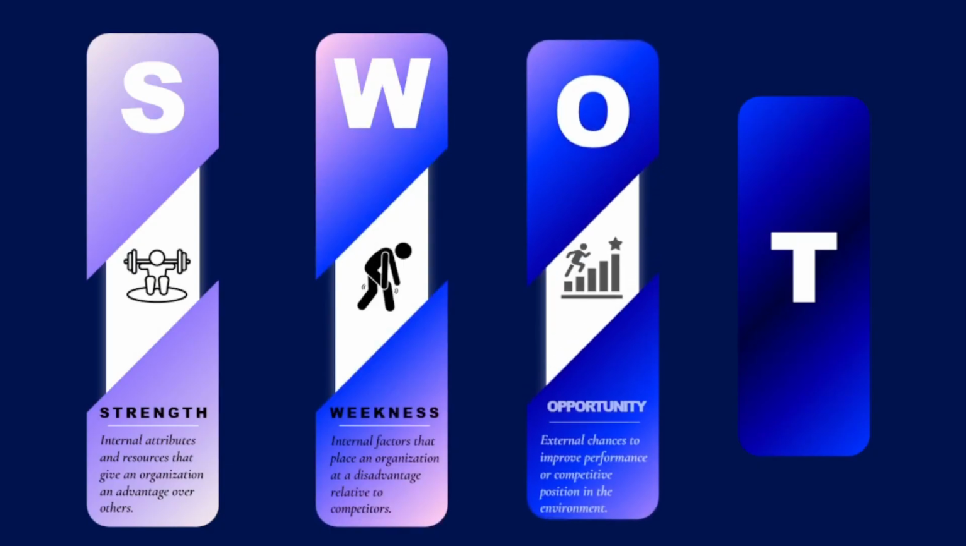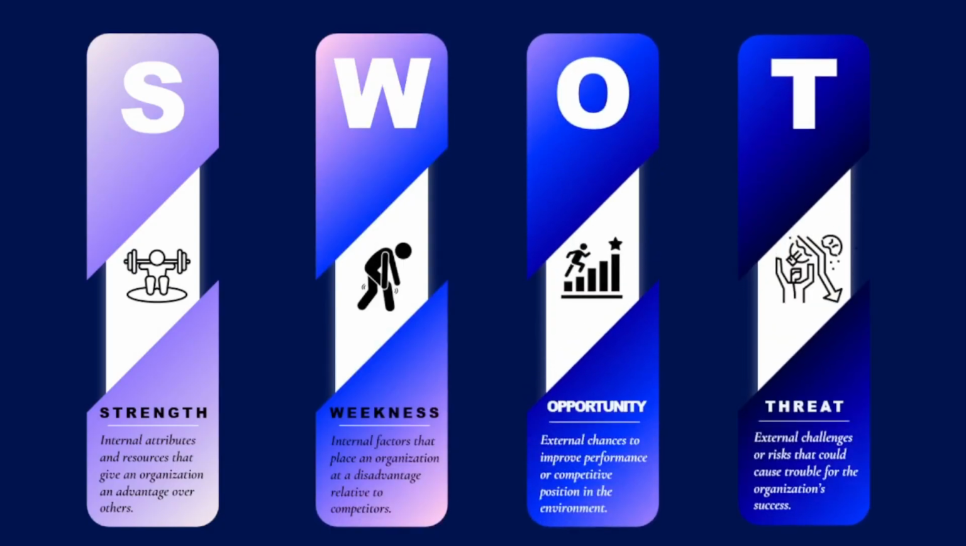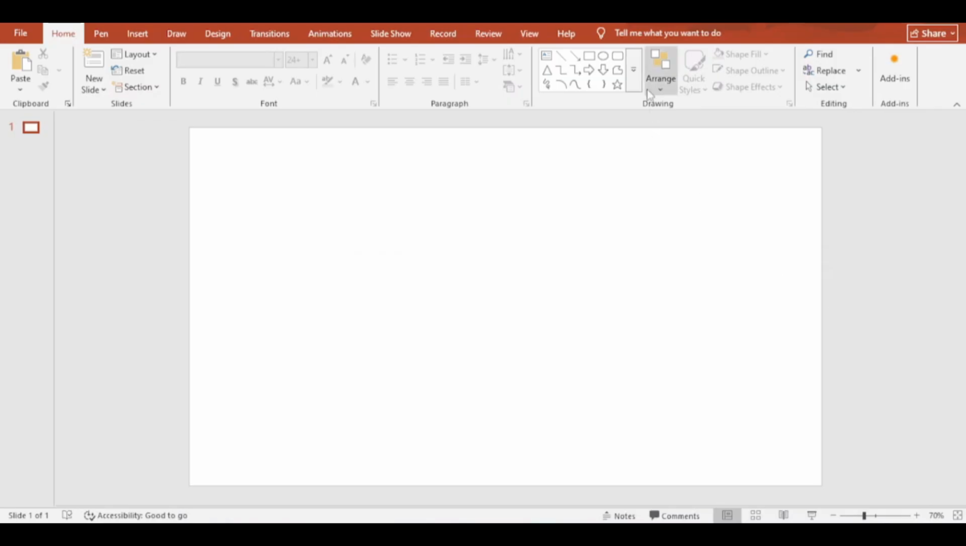Today, we are going to make this PowerPoint presentation. So, let's get started. At first, add a rounded corner rectangle shape.